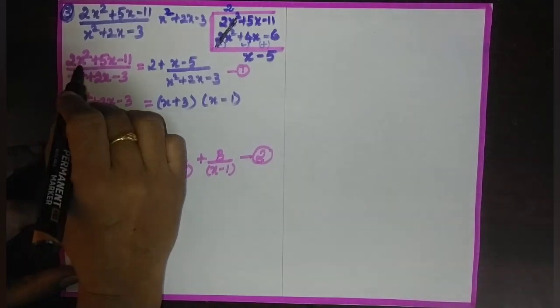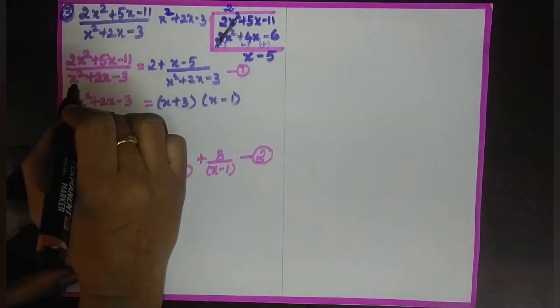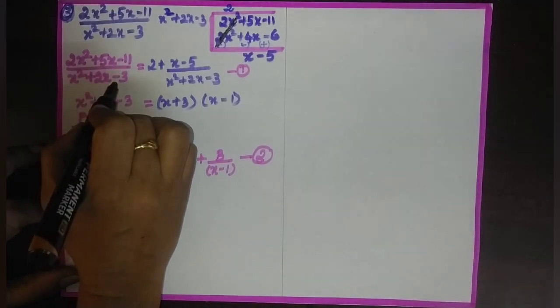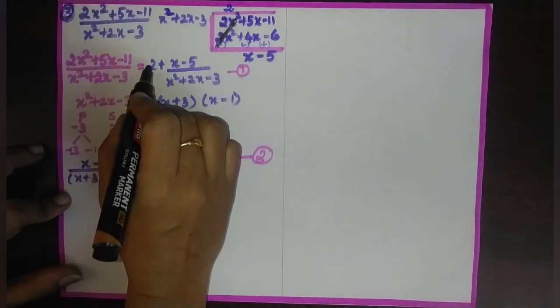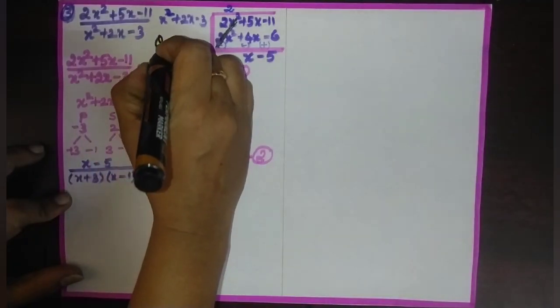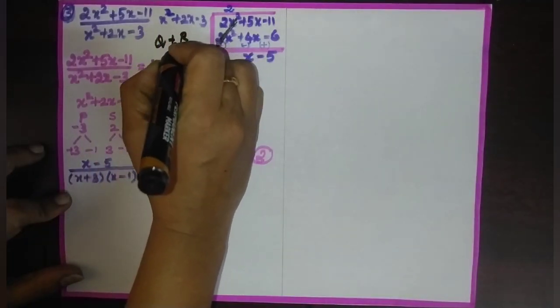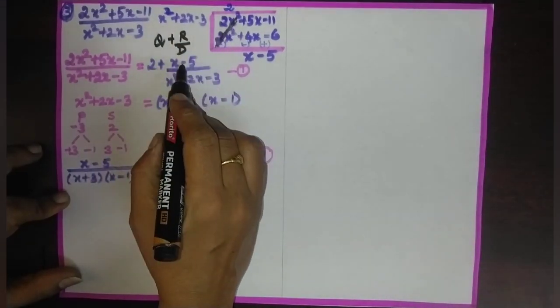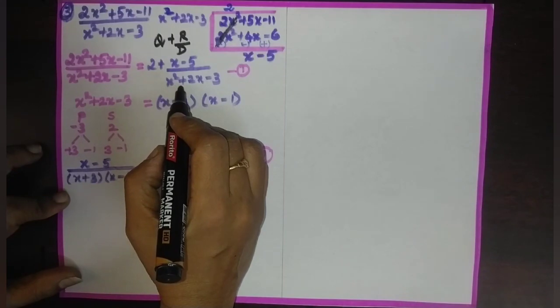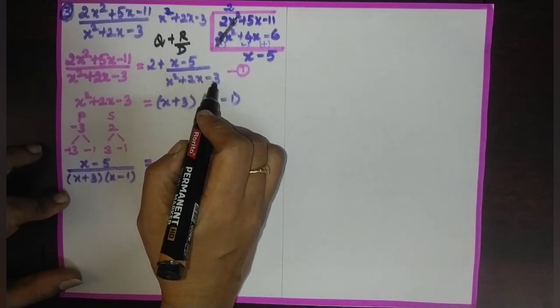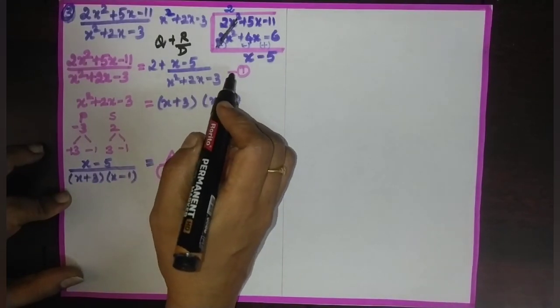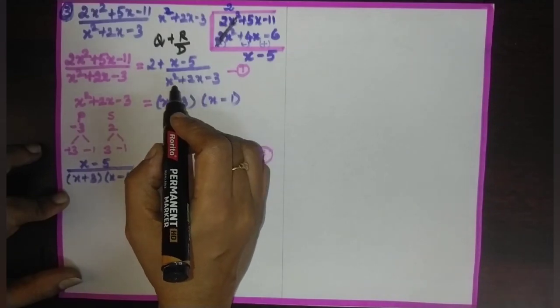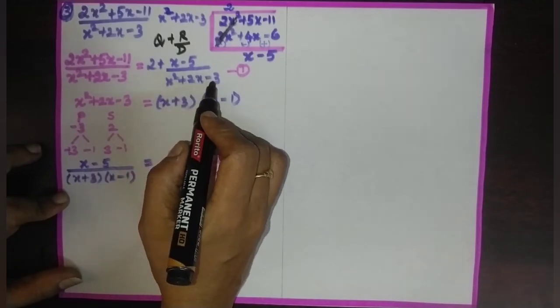Then 2x square plus 5x minus 11 by x square plus 2x minus 3 is equal to, we need to write in this order: quotient plus remainder by divisor. Quotient is 2 plus the remainder is x minus 5 by x square plus 2x minus 3. Assume this as 1. Now we need to find the factor of x square plus 2x minus 3.